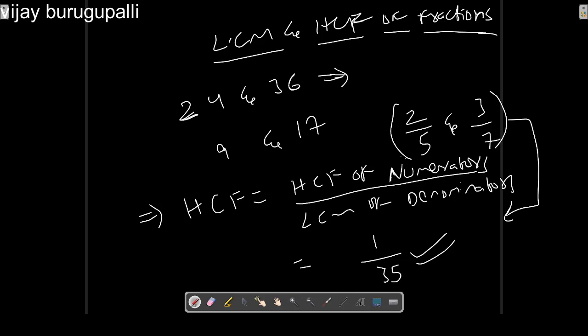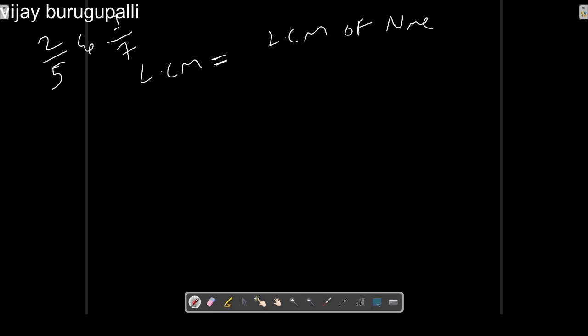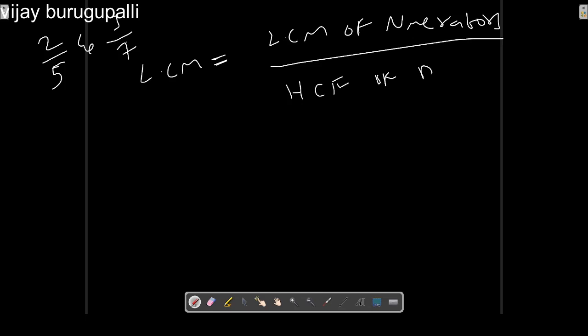Now let's see how to find the LCM of fractions. LCM is the inversion of HCF. For example, let's take the same numbers, 2 by 5 and 3 by 7. The LCM of any two given fractions is the LCM of numerators by the HCF of denominators.